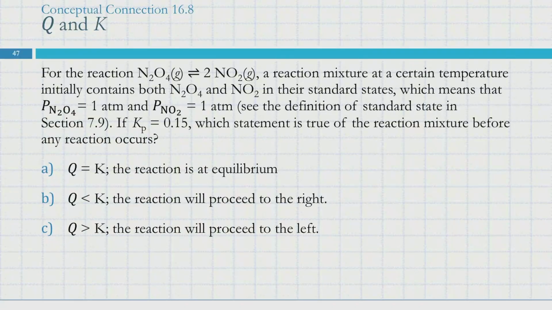For this reaction, we initially have partial pressures of 1 atmosphere of both. If our Kp is 0.15, which statement is true of the reaction mixture before the reaction occurs? Are we at equilibrium? Is the reaction going to proceed towards the products? Is it going to proceed towards the reactants?